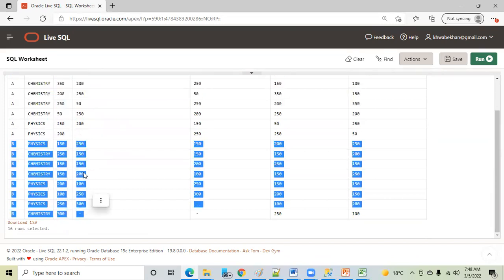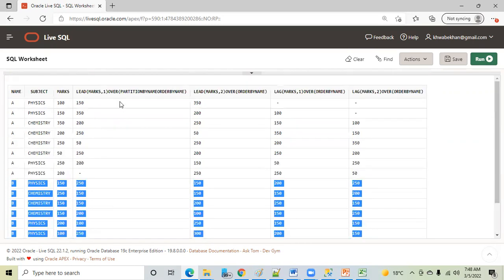Now for this as well, you see 250 up, 150 up, 150 up, like that. So with the help of the partition by clause, you can do a segregation. You can segregate on name, or on subject, or on a combination of these, whatever you want. The partition by concept is the same whether you're using rank, dense rank, row number, lead, or lag; it is exactly one and the same.